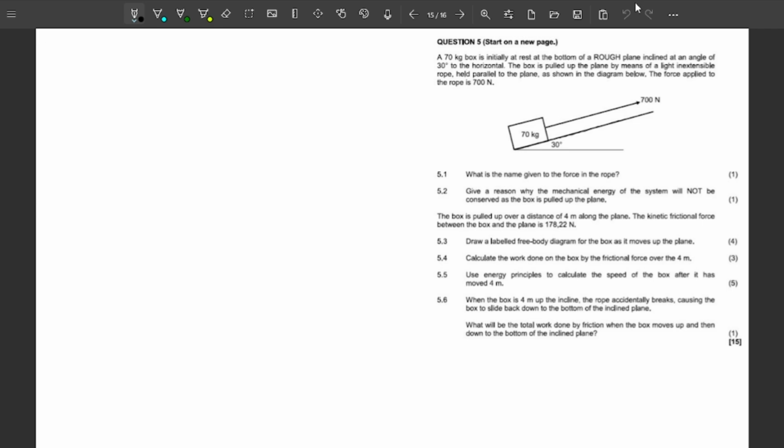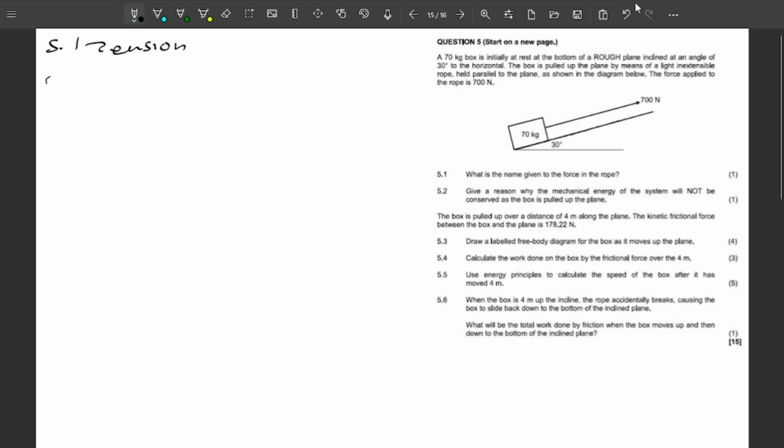Now the first question being 5.1, what is the name given to the force in the rope? They want to know the name of the force given to the rope, which is what? Tension, right? So this is because the rope is associated with what?